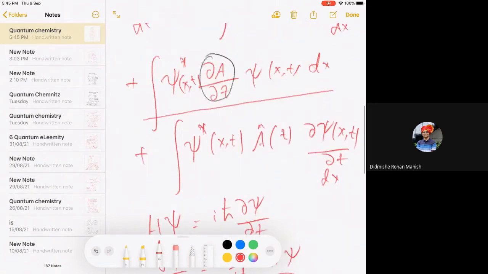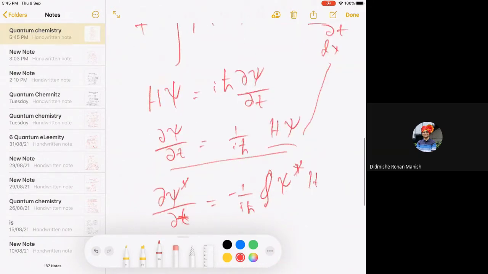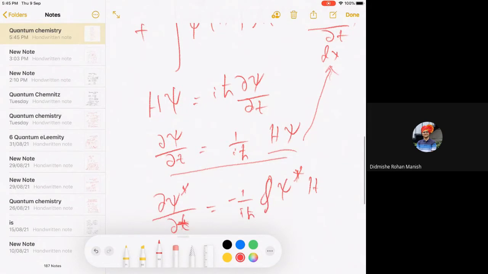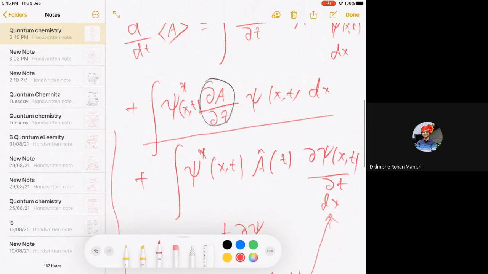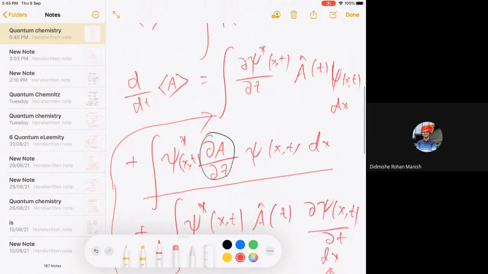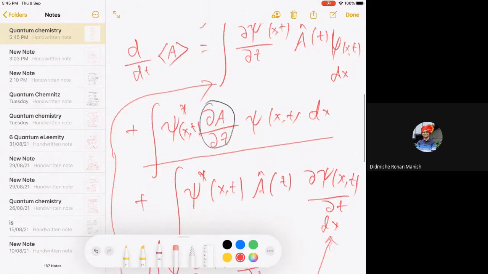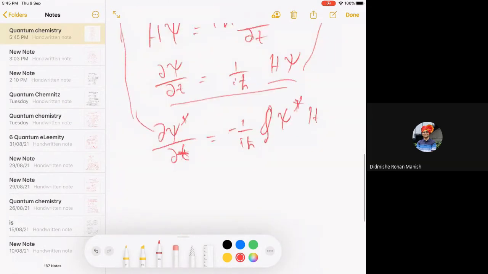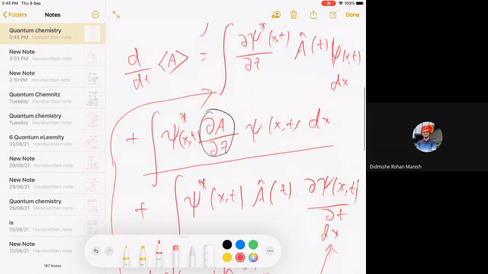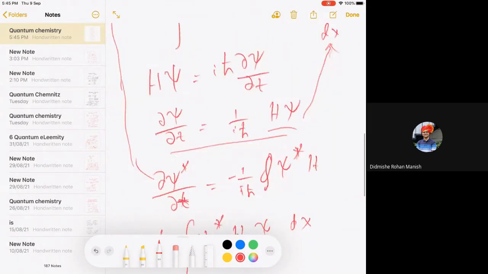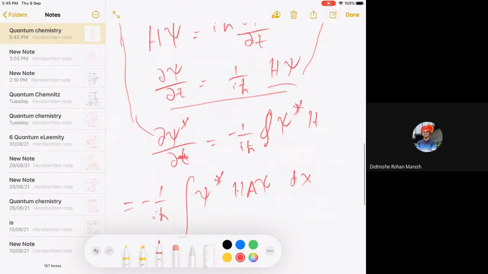So I have to put this here in the third term and this one in the first term, right? So that's all I have to do. I'll put it here and here. If we now do this exercise, the first term will have a minus 1 over h cross. I'm now writing all the terms. Minus 1 over h cross, and then you have integral psi star H psi dx. So I have put this, and psi star H, sorry, A has to be written. A psi dx.